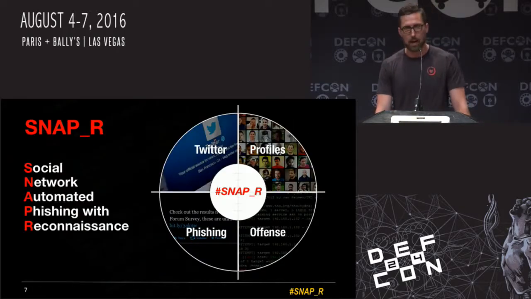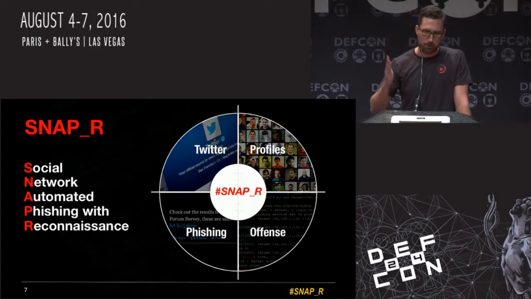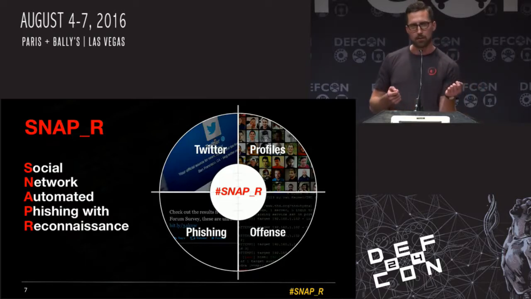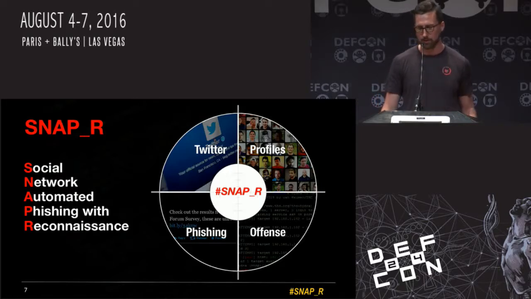We call our tool Snapper. It's the social network automated phishing and reconnaissance tool. And it's split up into 2 separate phases. The first phase takes as input a set of users who you want to target, and extracts a subset of them that it deems as high-value targets, so it prioritizes them. We'll get into more about this later.